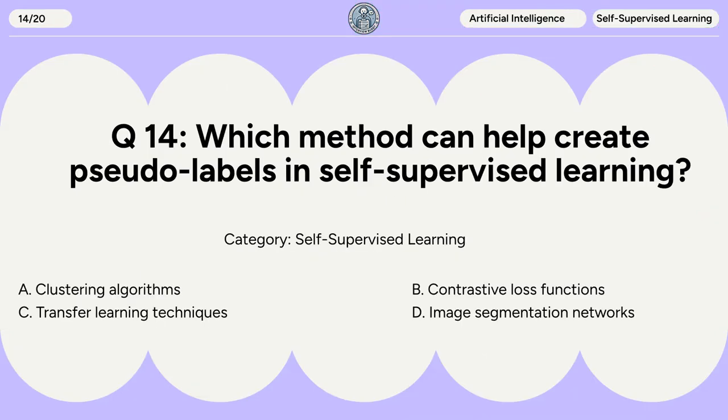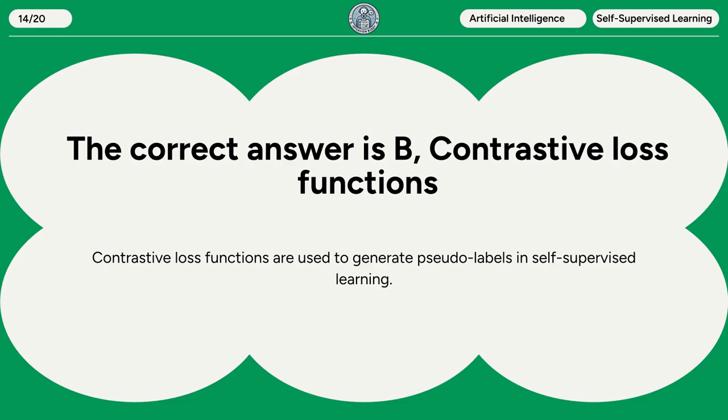Question 14. Which method can help create pseudo-labels in self-supervised learning? A. Clustering algorithms. B. Contrastive loss functions. C. Transfer learning techniques. D. Image segmentation networks. The correct answer is B. Contrastive loss functions. Contrastive loss functions are used to generate pseudo-labels in self-supervised learning.